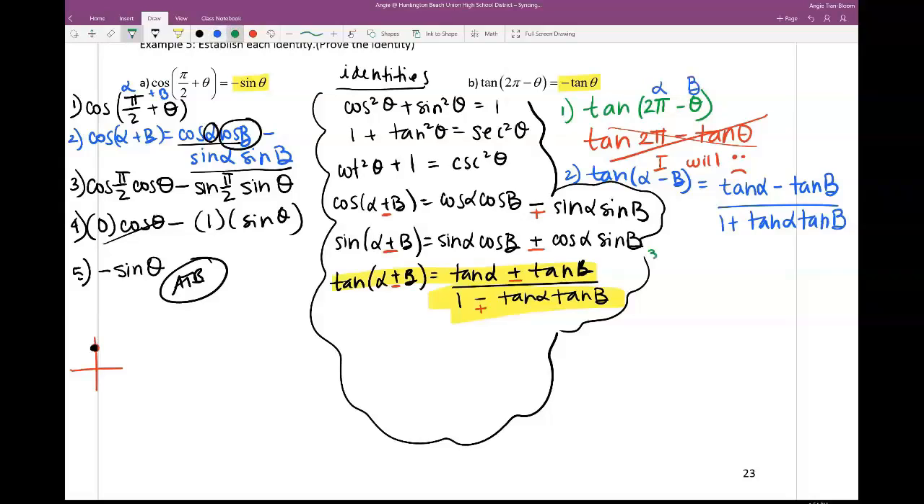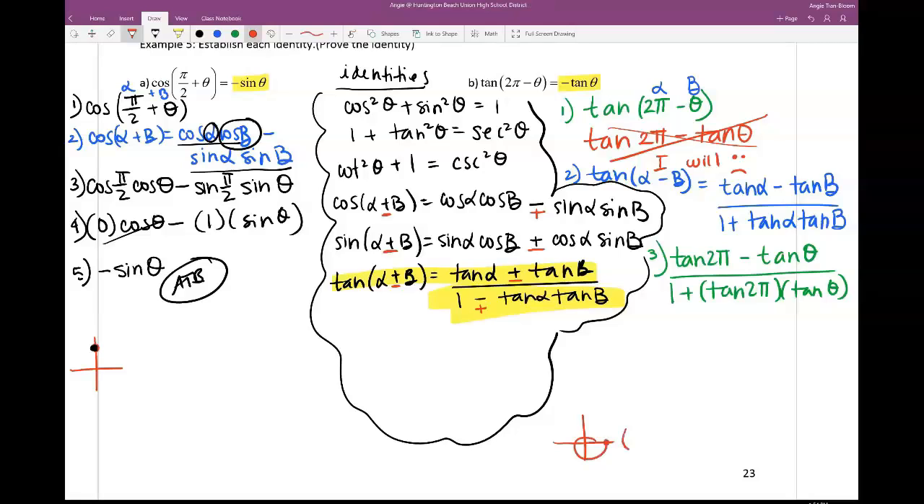So I'm just going to plug it in. So here we go. Step 3. Alpha is really 2 pi, so tangent 2 pi, minus, beta is really theta, all over 1 plus tangent of 2 pi times tangent of theta. Okay. Well, let's find out where 2 pi is. 2 pi is right there, okay? Tangent, and that location is 1, 0. Tangent is y divided by x. So if you think about it, it's really 0 divided by 1. So tangent of 2 pi is 0.